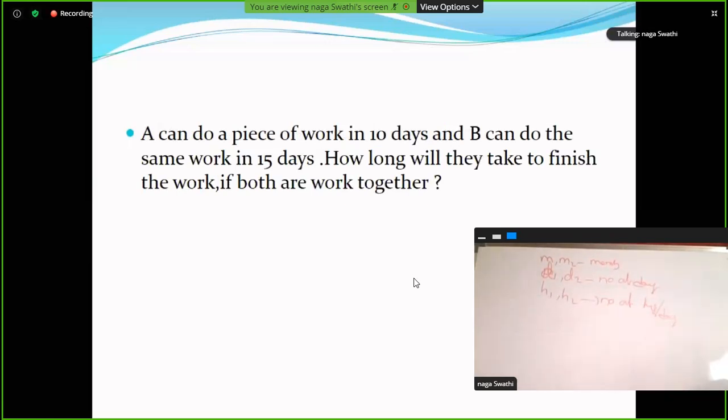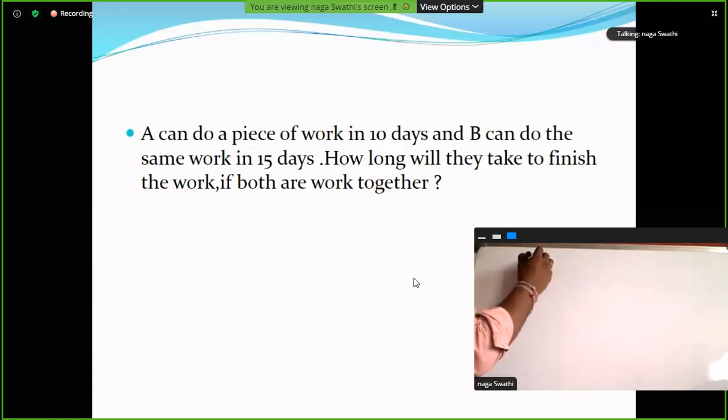First question. A can do a piece of work in 10 days and B can do the same work in 15 days. How long will they take to finish the work if both work together? First of all, we have to calculate 1 day's efficiency.